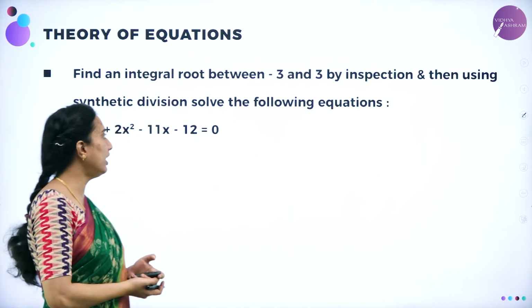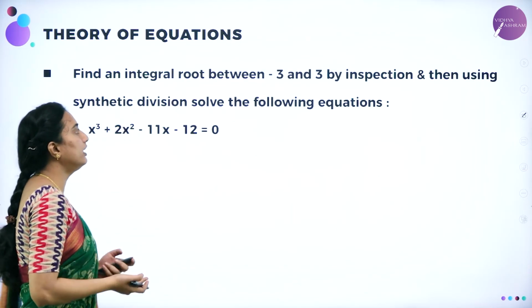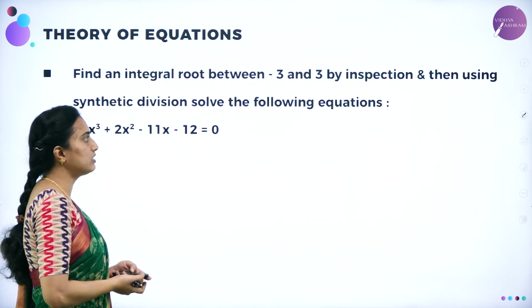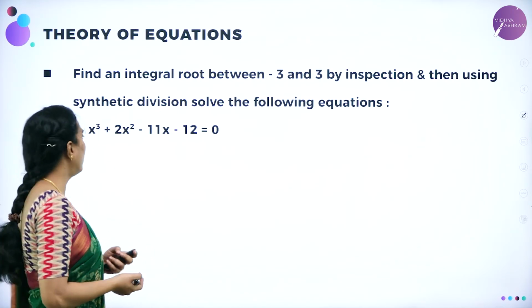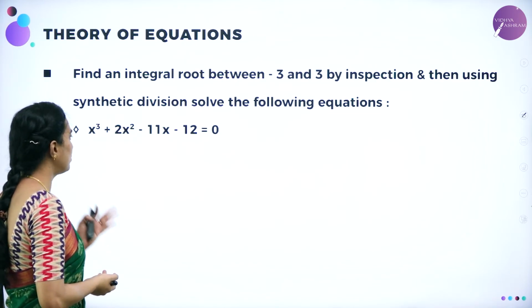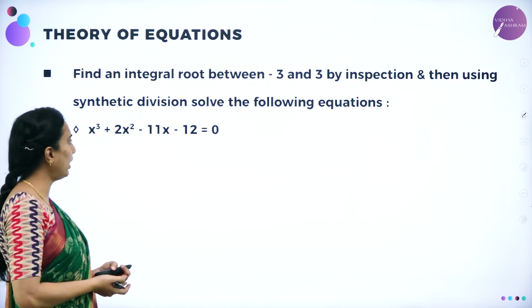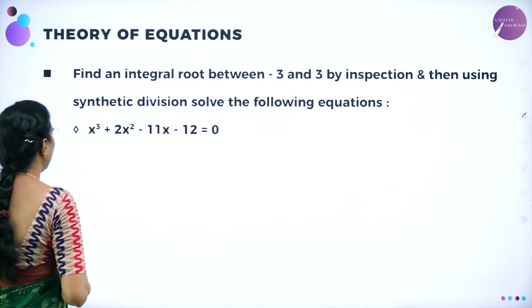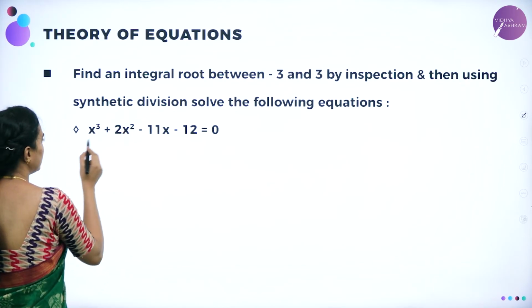We'll move on to the next problem, dears. Find an integral root between minus 3 and plus 3 by inspection and then solve the following equation: x cube plus 2x squared minus 11x minus 12 equal to 0. Now again, by taking x equals 1 here, because minus 3 and 3.